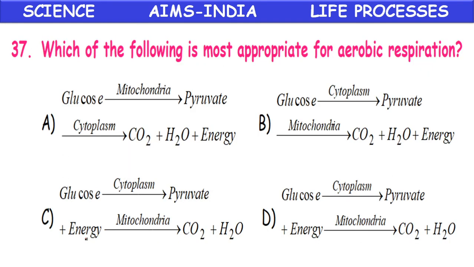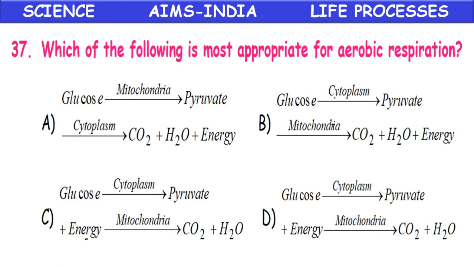Simple. Which of the following is the most appropriate for aerobic respiration? Here the equations are given. You have to select the most appropriate one. Glucose, in the cytoplasm, forms pyruvate. In the mitochondria, carbon dioxide, water and energy. Glucose is converted to pyruvate in the cytoplasm, and in the mitochondria produces carbon dioxide and water.